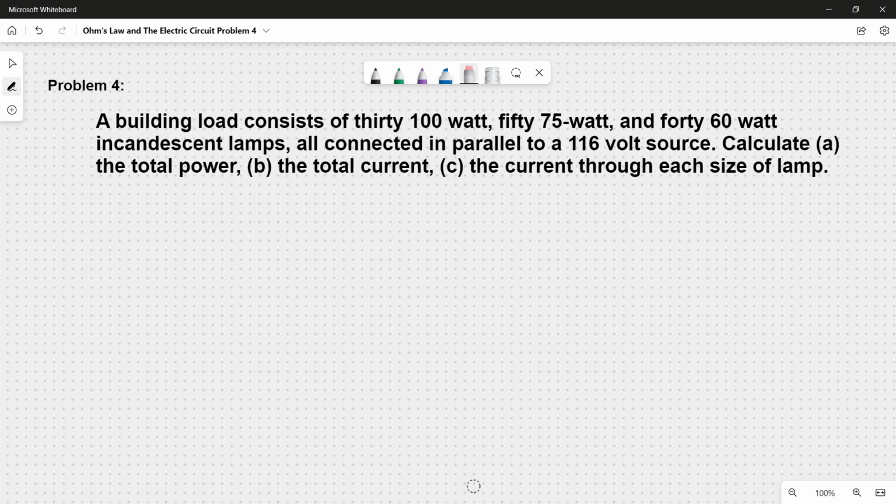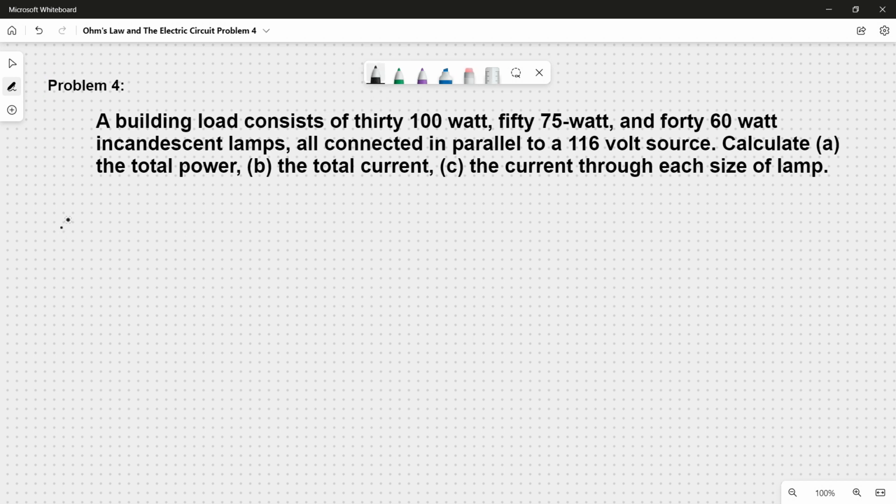A building load consists of 30 100-watt, 50 75-watt, and 40 60-watt incandescent lamps, all connected in parallel to a 116-volt source. Calculate A, the total power, B, the total current, and C, the current through each size of lamp.